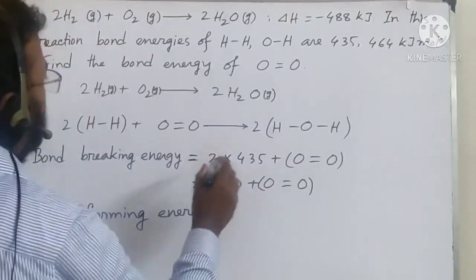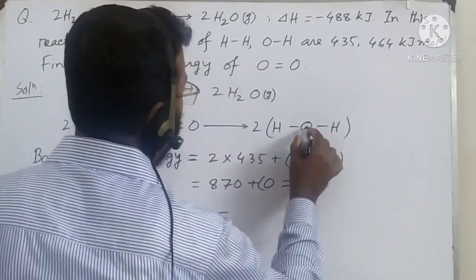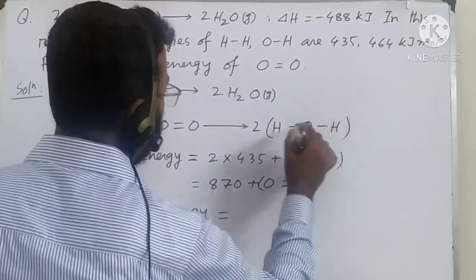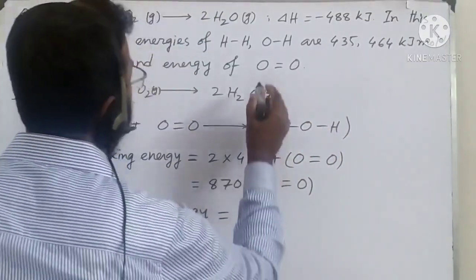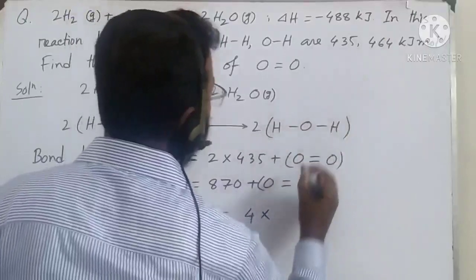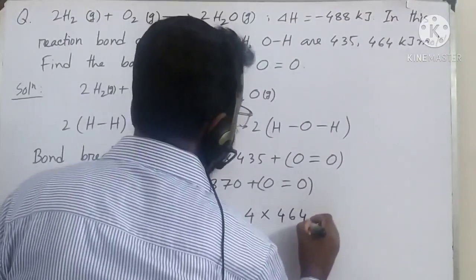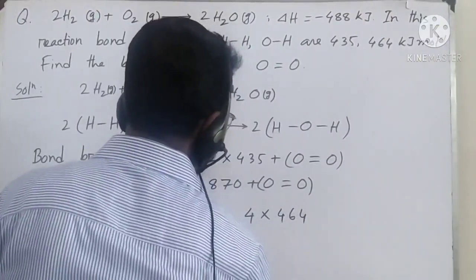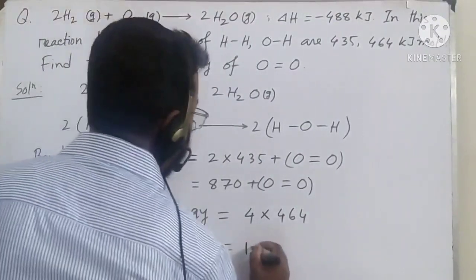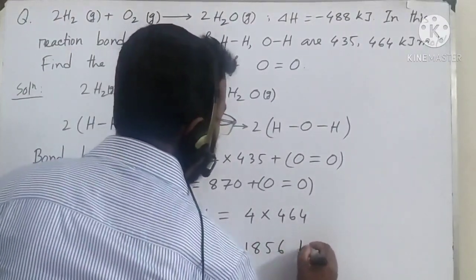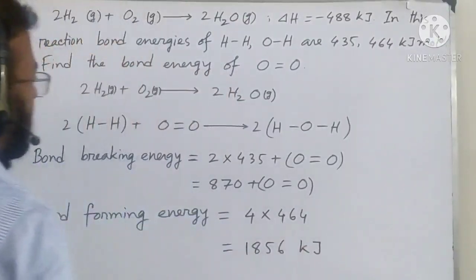Equal. So how many bonds are forming? Oxygen-hydrogen, 2 bonds, and here is 2. So it will be 4 into oxygen-hydrogen. It is 464. So altogether it will be 1856 kilojoule.